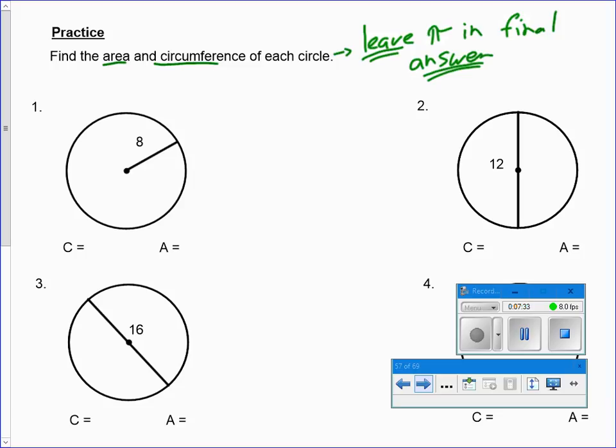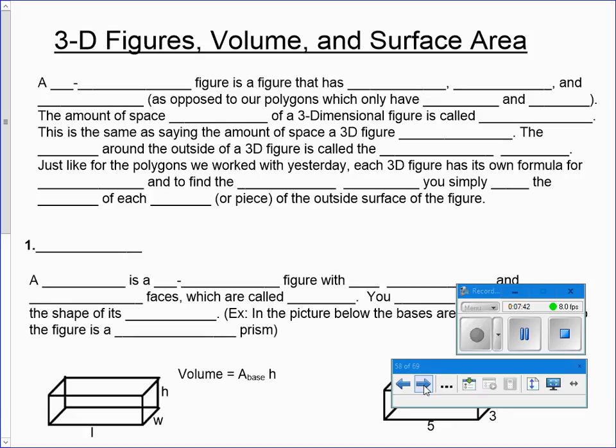So you can either pause the video here and work through the practice, or you can go through the notes and do the practice at the end of both sections. But we do have one more set of notes to do. It's on 3D figures, volume, and surface area.